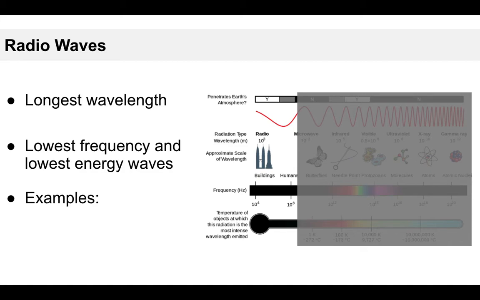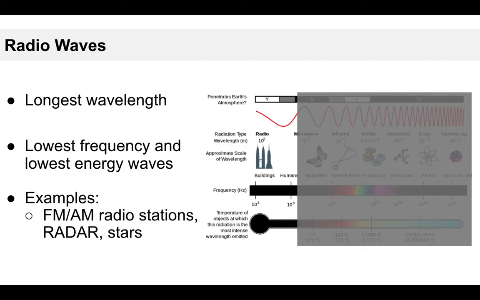So some practical examples of radio waves is an FM AM radio station, not the same thing as satellite radio, but just a regular radio station in the car. Radar guns that they use for tracking people that are speeding, or not just people speeding, but a baseball pitch, how fast that's going. Those all use radio waves. And stars give off radio waves, which we know because there are those radio telescopes.